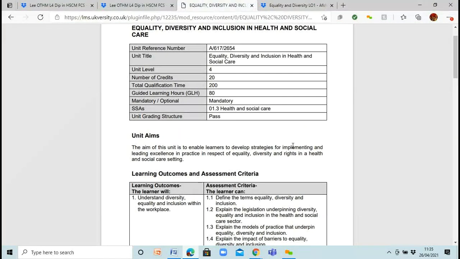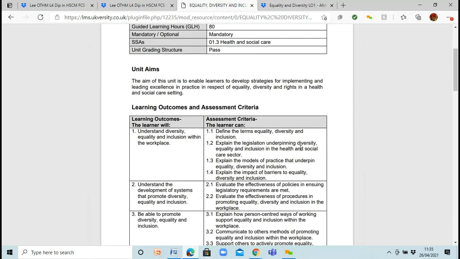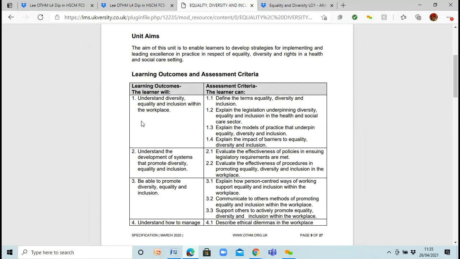So we're going to be looking at equality, diversity and inclusion in health and social care. This unit itself has 4 learning outcomes, which we'll be looking over the next few days. So you've got learning outcome 1, which is understand diversity, equality and inclusion within the workplace. So we're going to focus on that today.